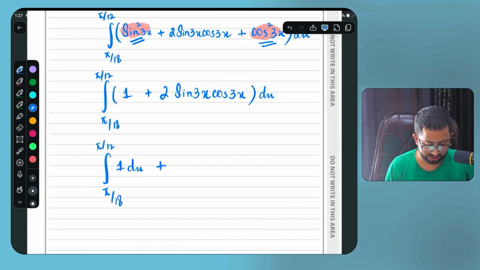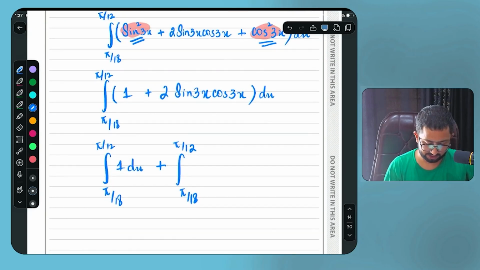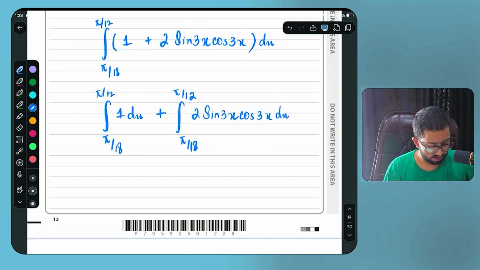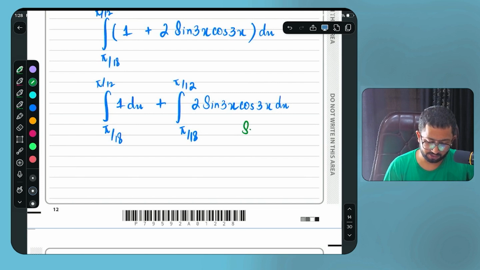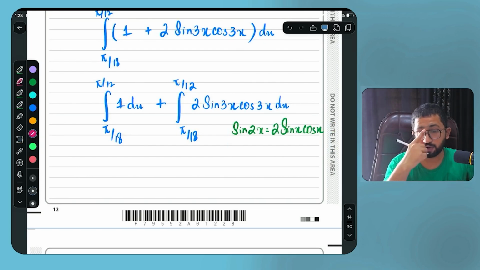Because there is a plus sign, limits are correct. I think okay. Everything is okay. 2 sine 3x and cos 3x. Alright. So everyone knows sine 2x is actually equal to 2 sine x cos x. Yes, we know the derivation of sine 2x actually.